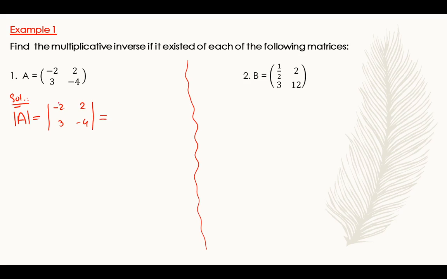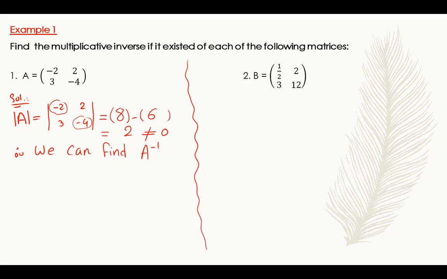Find the value of this determinant. Multiply -2 times -4, it will be equal to 8, minus the multiplication of the other diagonal, 2 times 3, which is 6. 8 minus 6 equals 2. This determinant is not equal to 0, so we can find A inverse.